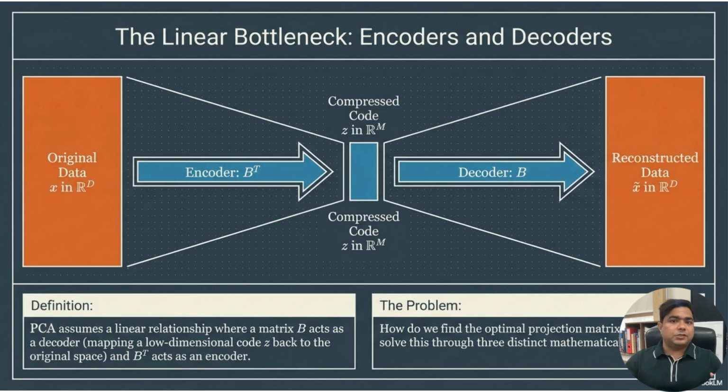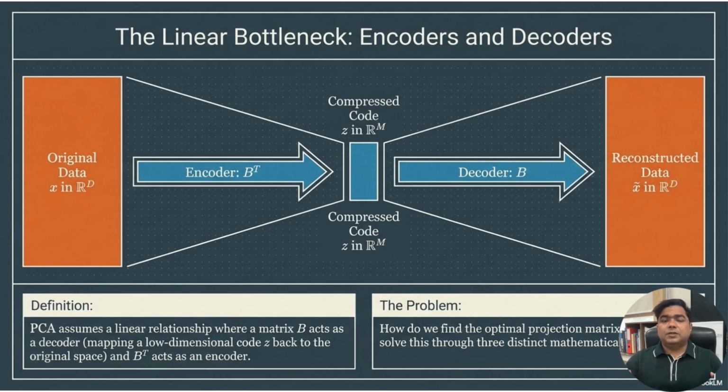The formula on this slide can be spoken like this. The compressed code Z is obtained by multiplying D transpose with X. Then the reconstructed data X hat is obtained by multiplying B with Z. Here B works like a decoder and D transpose works like an encoder. The main question is this: how can we find the best projection matrix B?